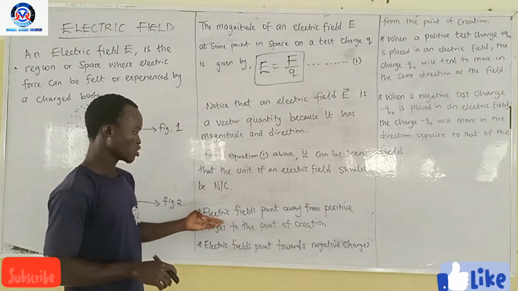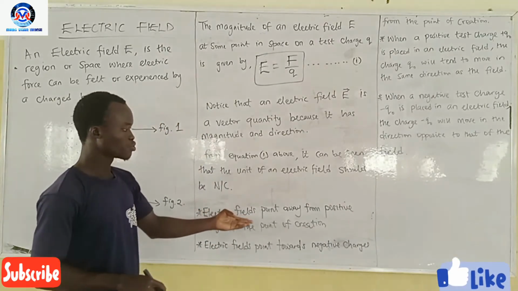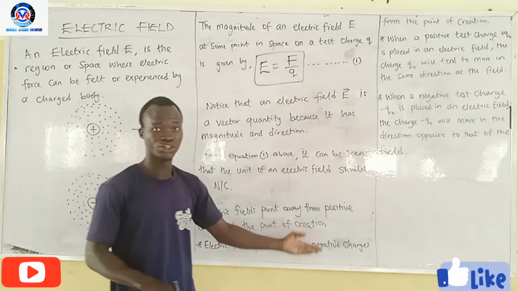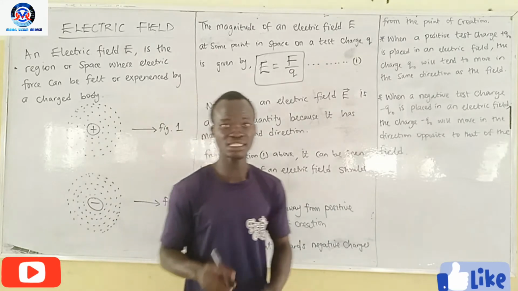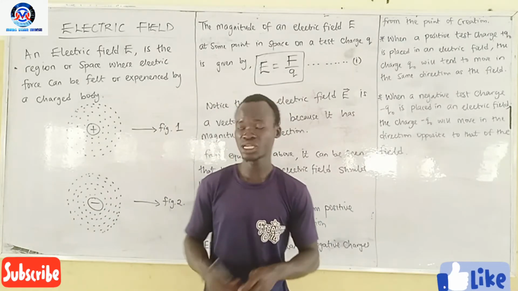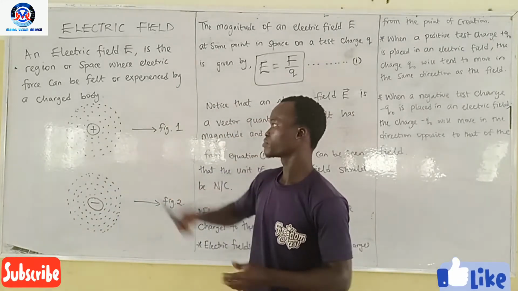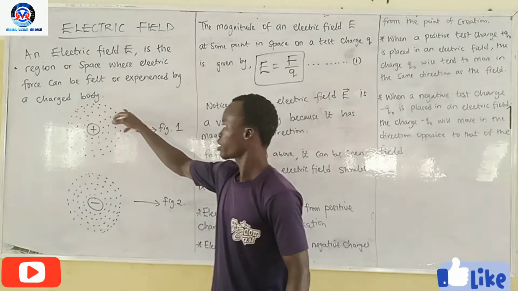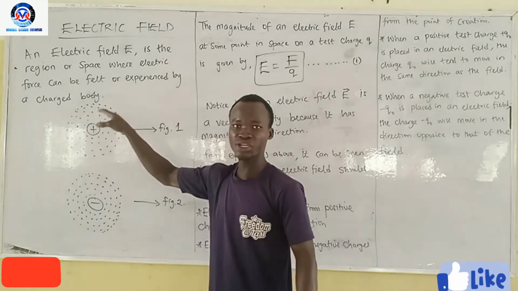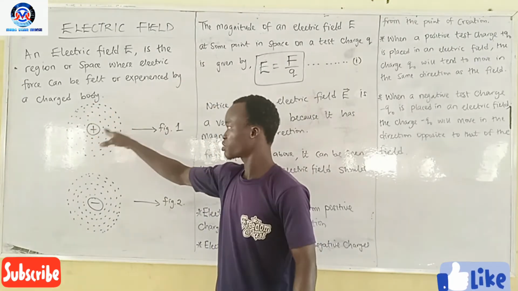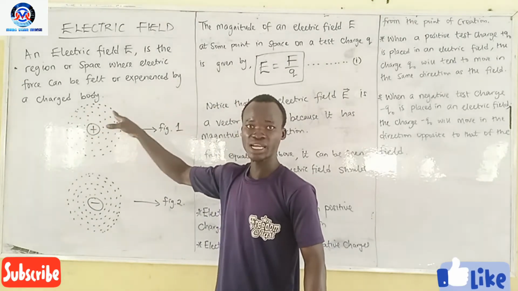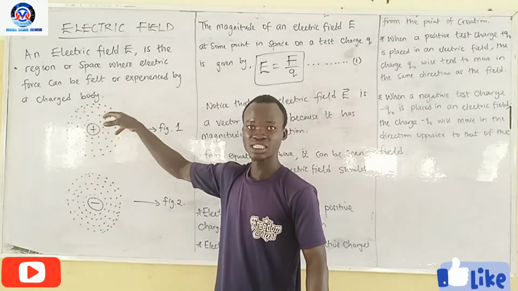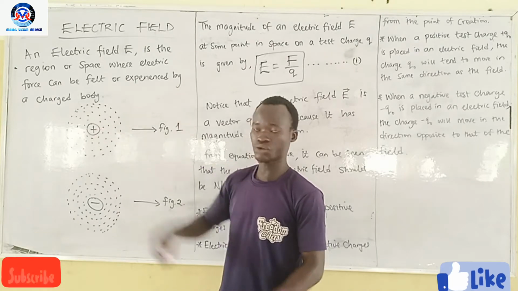So now, notice the following. Electric fields point away from positive charges to the point of creation. Remember that I said that charges create electric field. Let's consider this first figure here. This is a positive charge. Around this positive charge, every point in space around it, this positive charge has created what we call electric field. So at every point in space around this positive charge, there's presence of electric field.